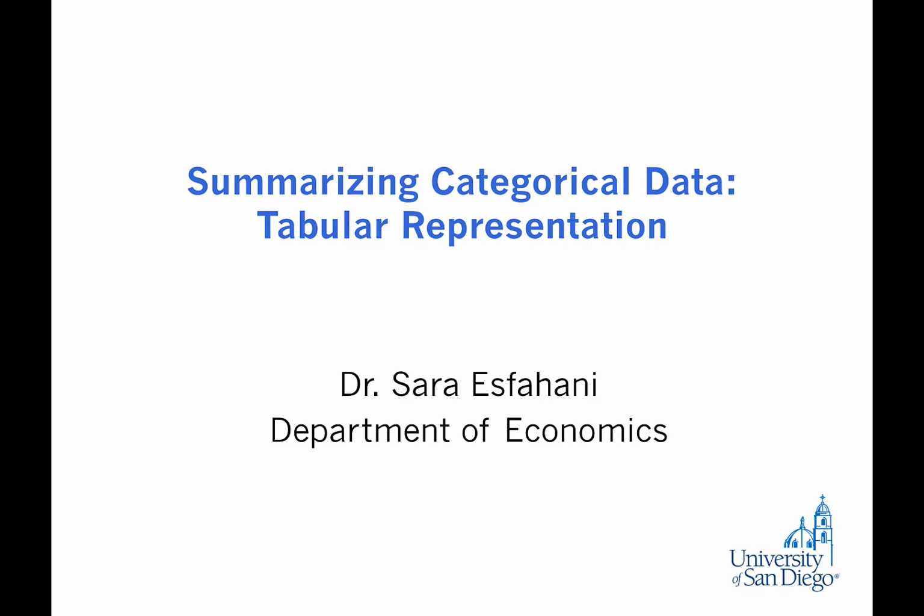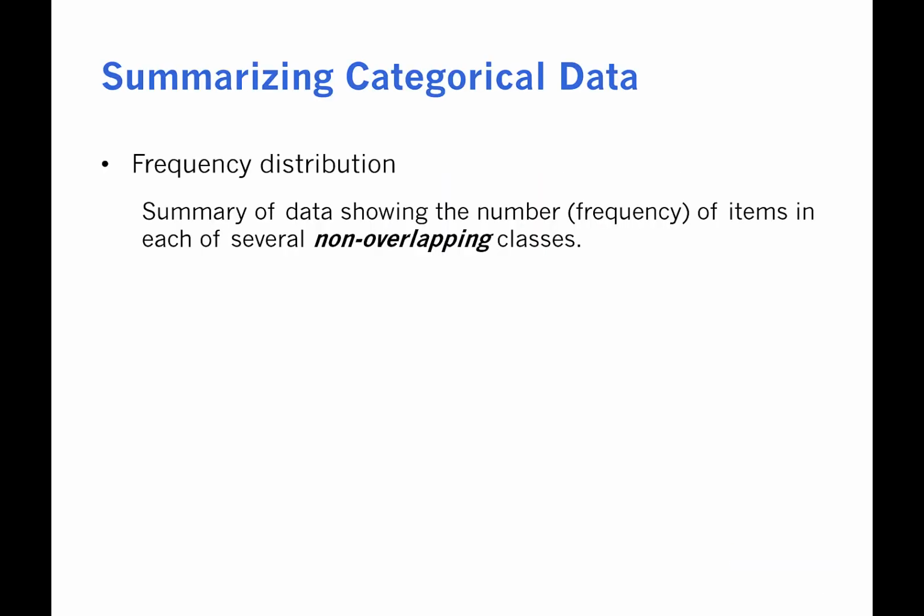In this video, I'm going to show you how to summarize categorical data in a tabular form. So the tabular representation of categorical data happens in a frequency distribution table. Frequency is the summary of data showing the number or the frequency of items in each of several non-overlapping classes.